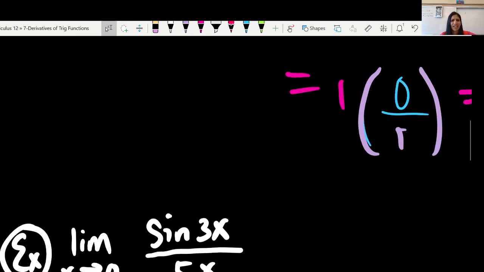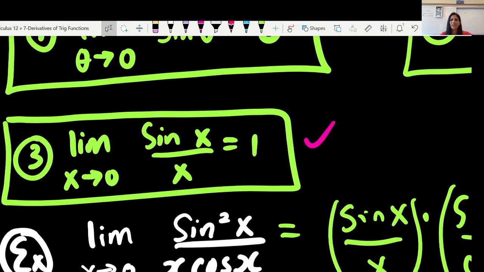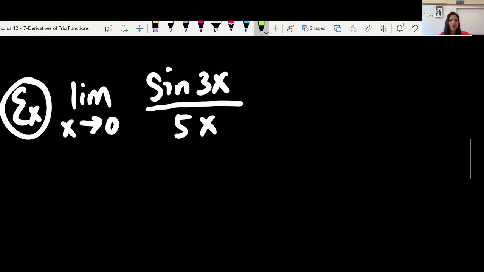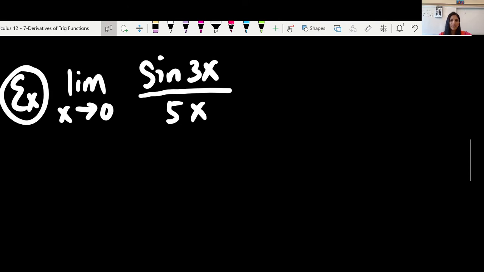This, if you look at it, kind of looks like the third rule. So notice the third rule. It says the limit as x approaches 0 of sine x over x, meaning the thing that you have at the top is the same as the thing at the bottom. So if you look at this, it almost looks the same, except for the fact that we have a 3 and a 5 as a coefficient. So one way that we could deal with this is I could actually multiply both top and bottom by 3 over 5.